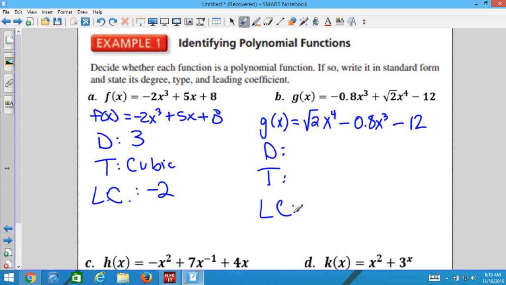So our degree of this one, yes, Elsie? Is the square root sign only over the 2? It's only over the 2. And I felt like that was kind of confusing, because we should write it as this. That would be the proper way of writing it. But yeah, it is only over the 2. Okay, so is this polynomial? Yes, there's standard form. What is the degree? 4. So that means it is a quartic. And the leading coefficient? Square root of 2.